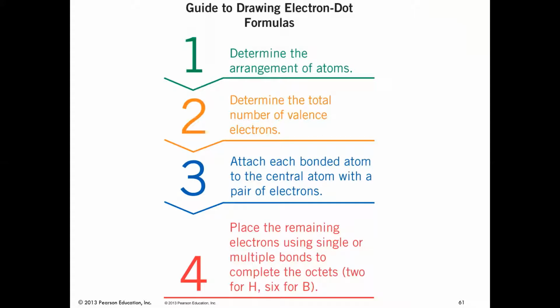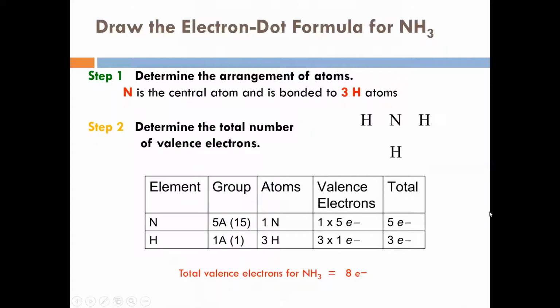So how do we actually draw these? Let's get drawing them and practice drawing them. The first thing you have to do is always determine the arrangement of the atoms. And in that case, the central atom is the one that can make the most number of bonds. The other thing we're going to do, and then we put the other atoms around it, is that we determine the total number of valence electrons we have to work with. And then we attach each bonded atom to the central atom with 1 pair of electrons to start with. And then we fill in the remaining electrons using single or multiple bonds, so we complete octets.